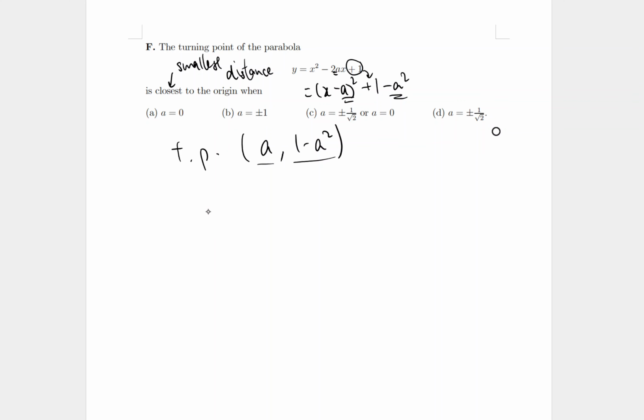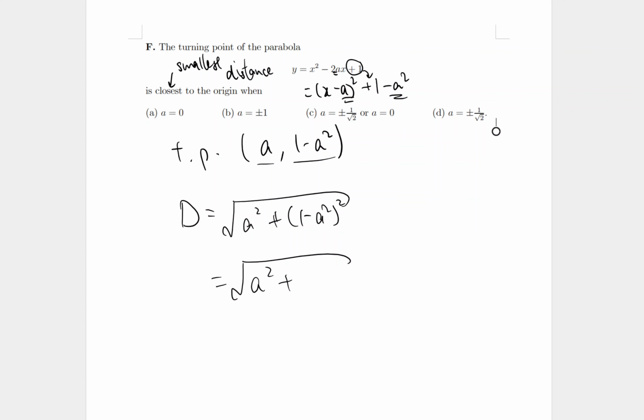Well, we use the distance formula, right? So the distance, let's say d, would be the square root of a squared plus (1 minus a squared) all squared. And what would that be? That would be the square root of a squared plus 1 minus 2a squared plus a to the 4. Okay, and we further simplify that into the square root of a to the 4 plus a squared plus 1.